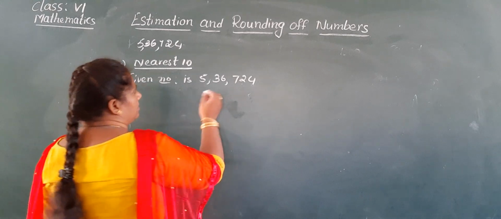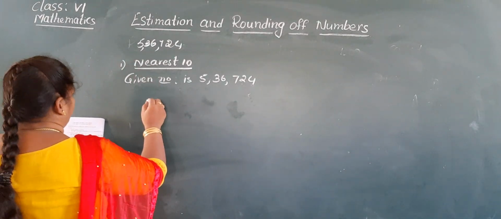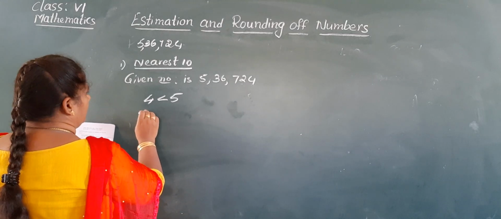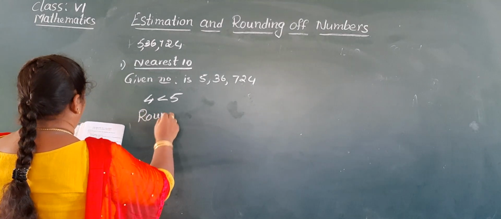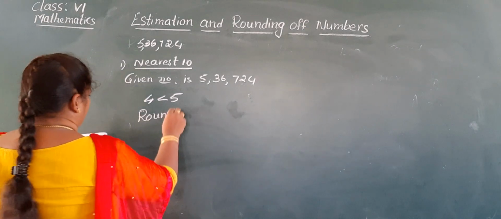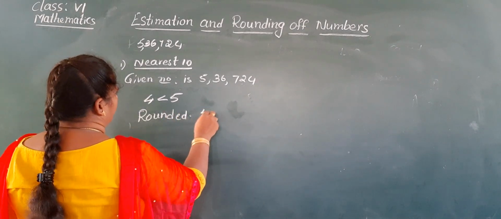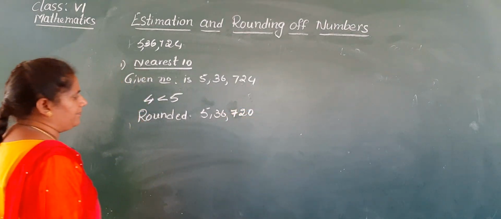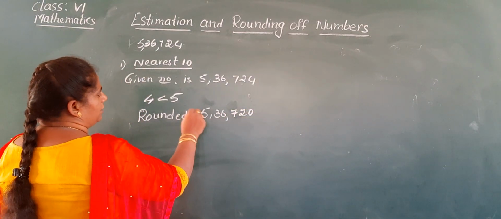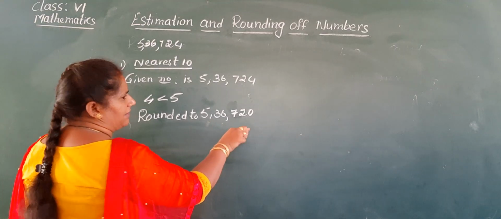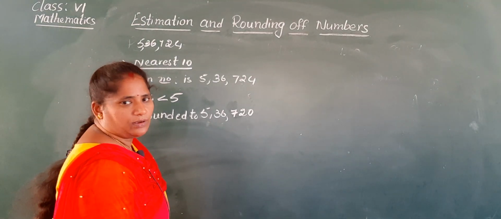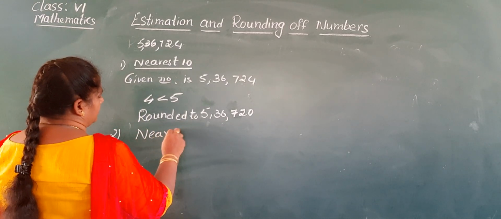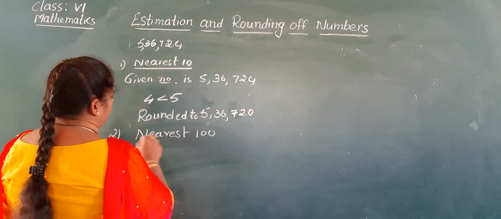So this is rounding. 4 is less than 5, so this is rounded to 5,36,720. Okay, ma, this is rounded to 5,36,720. And next, nearest 100, same number.